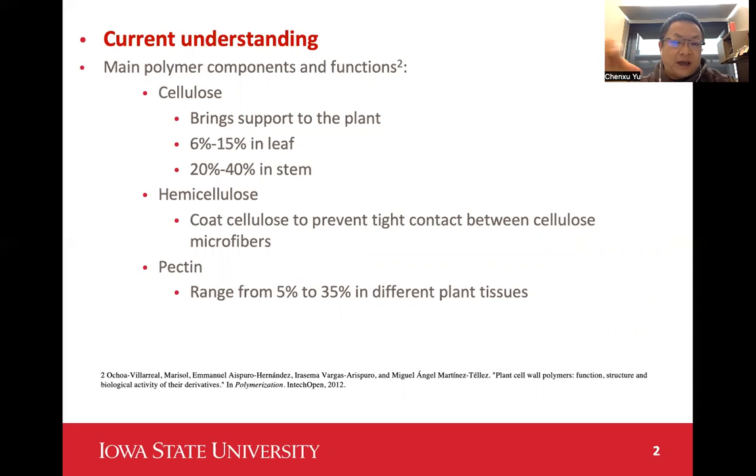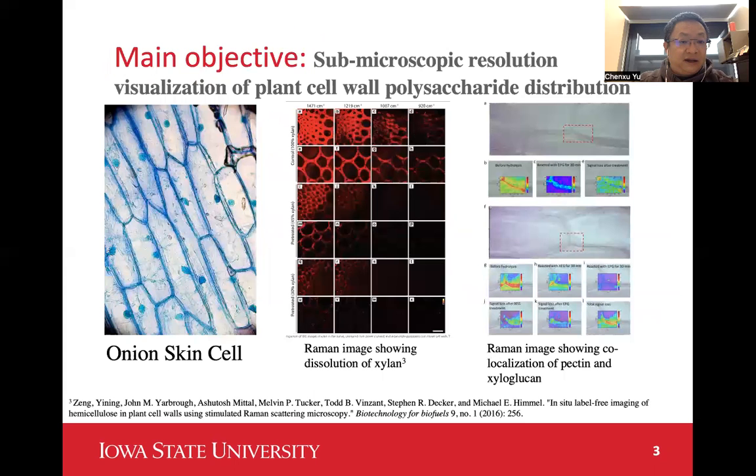In general, as you can see here, pectin and cellulose are the main components of the plant cell wall. I mean, hemicellulose obviously is also a pretty significant component in there. So the method that we chose to develop is based on surface enhanced Raman spectroscopic imaging. This method has been used by others as well.